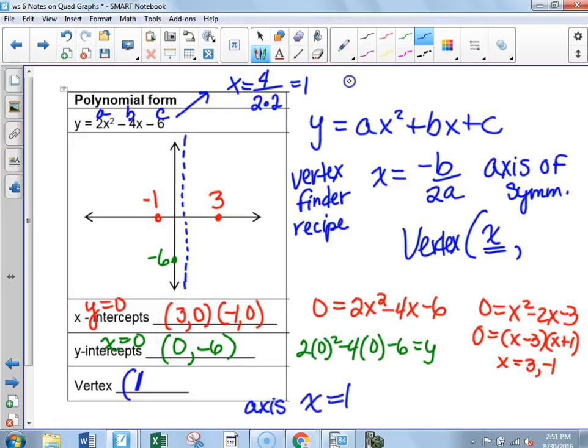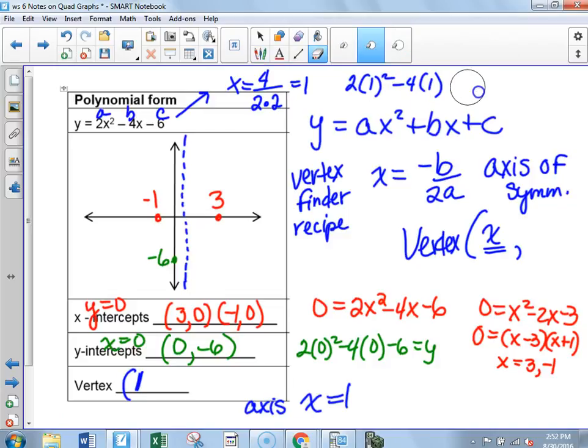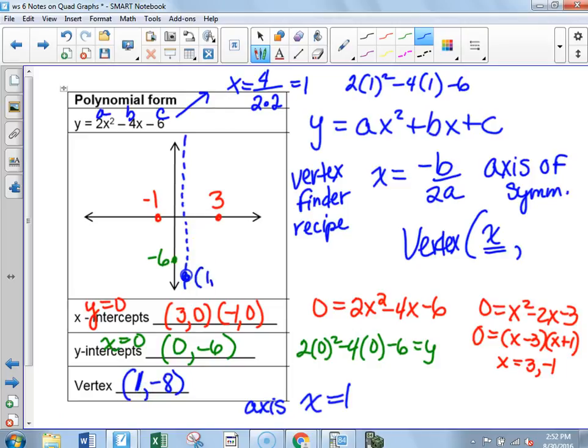We just plug it in. So it's going to be 2 times 1 squared minus 4 times 1 plus 6. That's 2 minus 4 is -2 plus 6. I did something wrong, didn't I? Oh, it's a -6. That's not what I remember getting the rest of the day. Okay, I wrote this down wrong. Sorry, it was -6. So it's -8, I think. So down here somewhere at +1, -8 is the vertex.